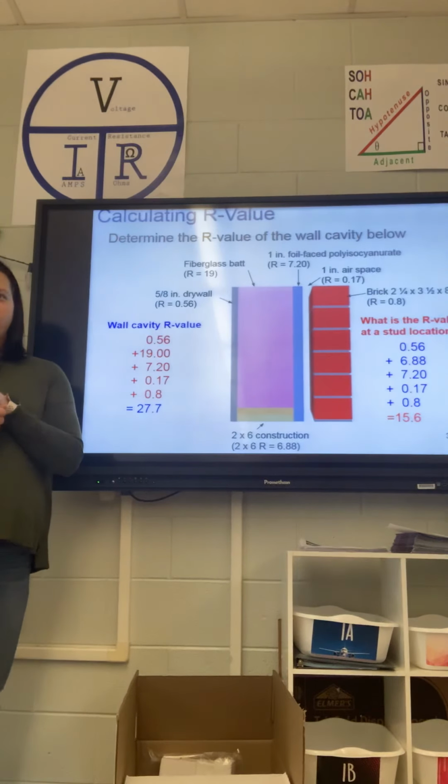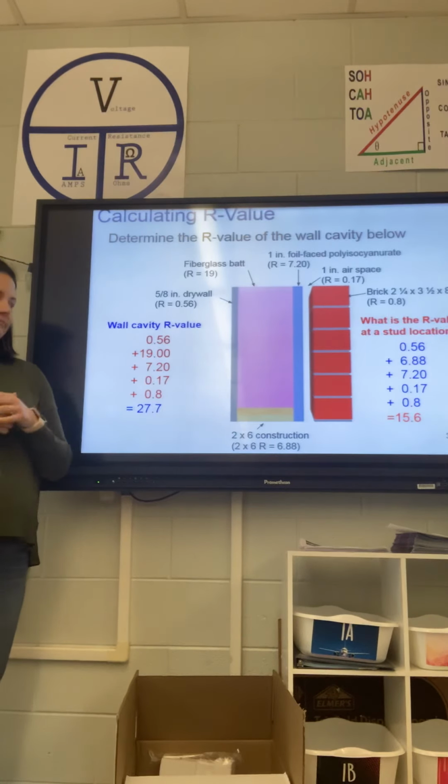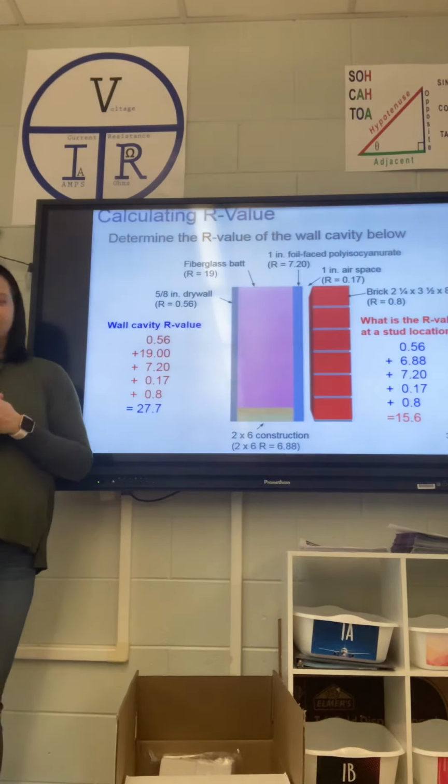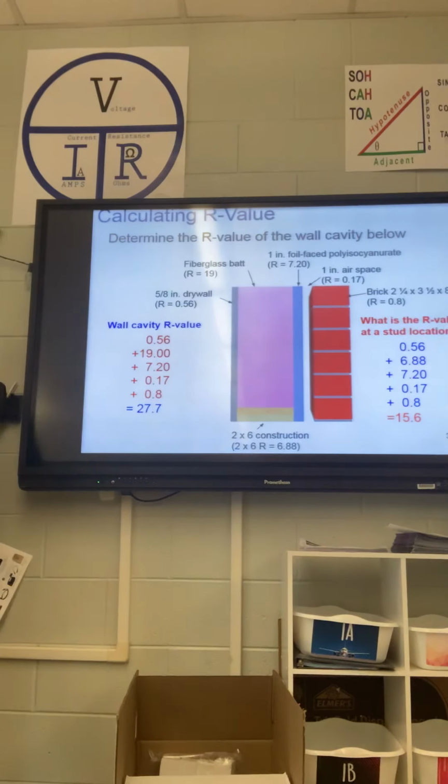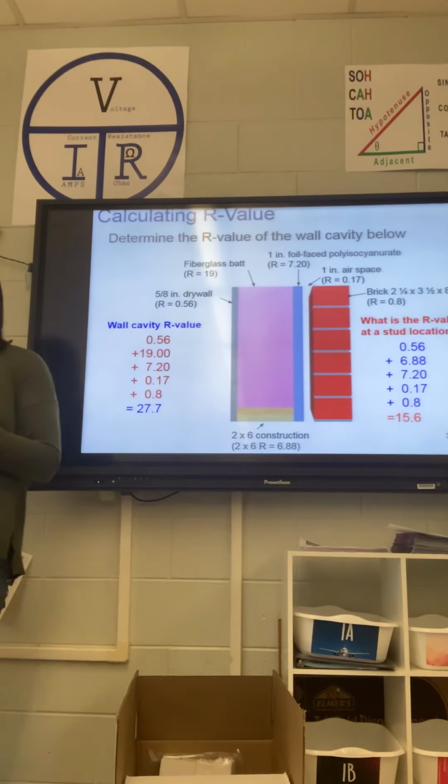This is why your floors are colder most of the time in the winter. They're not as good a job of insulation and keeping your heat. And that's it.